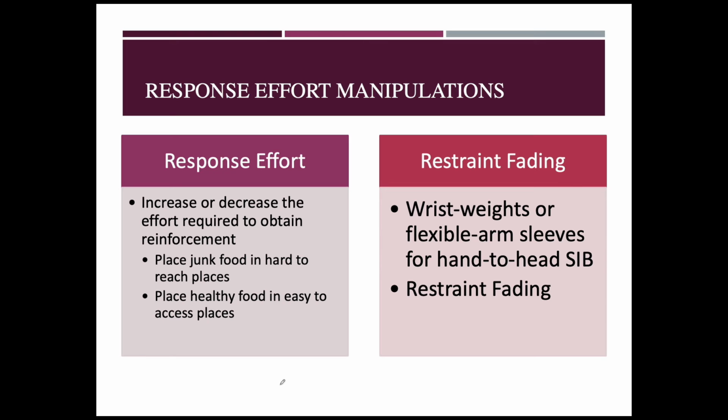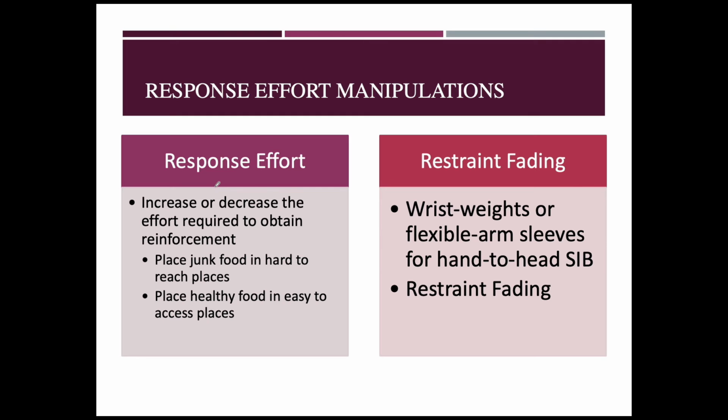Some other antecedent-based interventions could be increasing the response effort for the problematic behavior or decreasing response effort for appropriate behavior. There have been a couple of ways this has been demonstrated in the literature, but let's just think of doing this for you and I. Say, for example, you have a sweet tooth and you want to try to cut down on eating sugary sweet items.